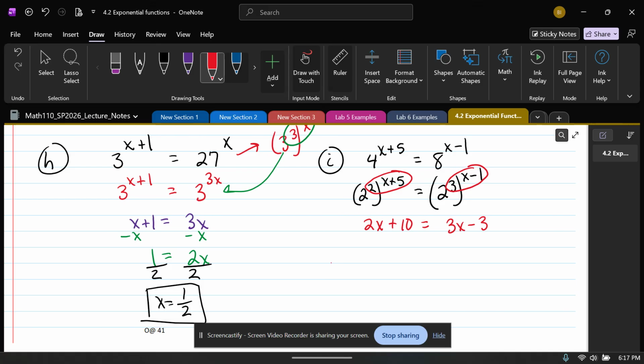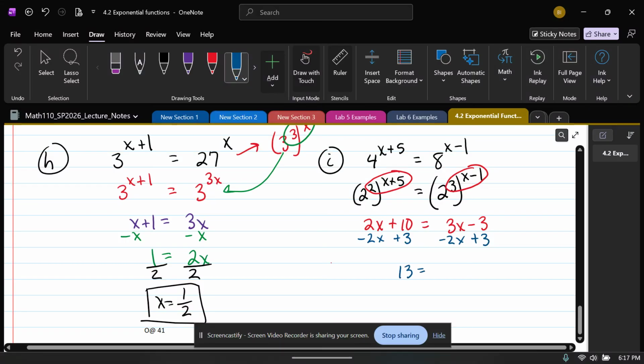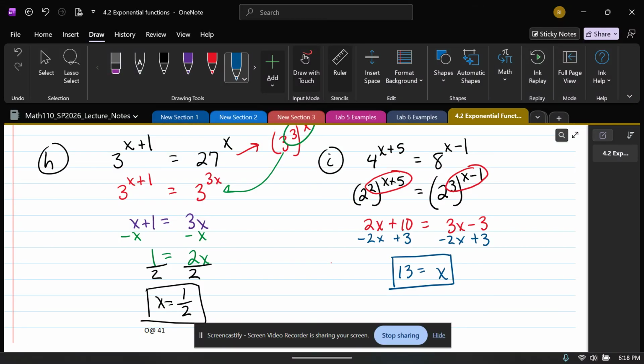Whichever way you want to go, get your like terms together. I'm going to go x's to the right, numbers to the left. 13, 3x minus 2x is 1x. No sense in dividing by 1, doesn't change anything. So x is 13 there.